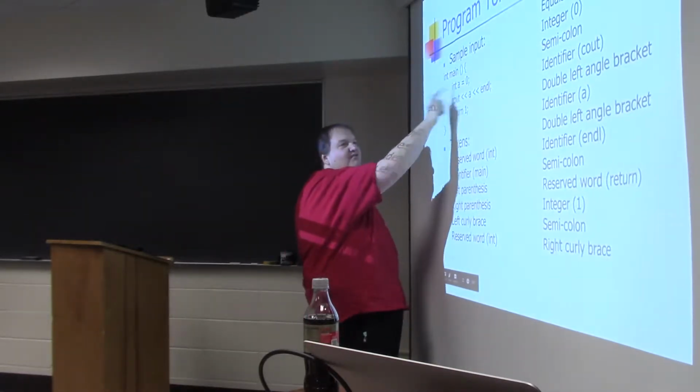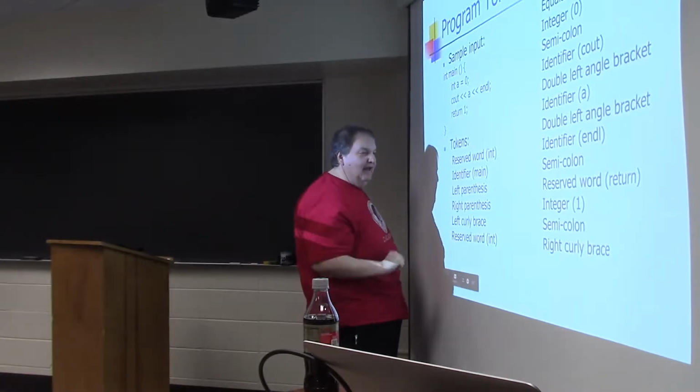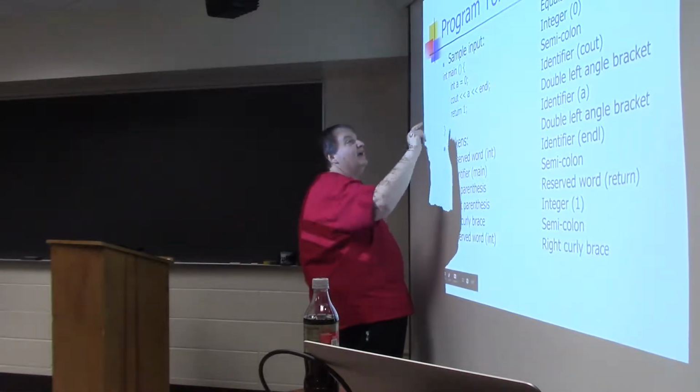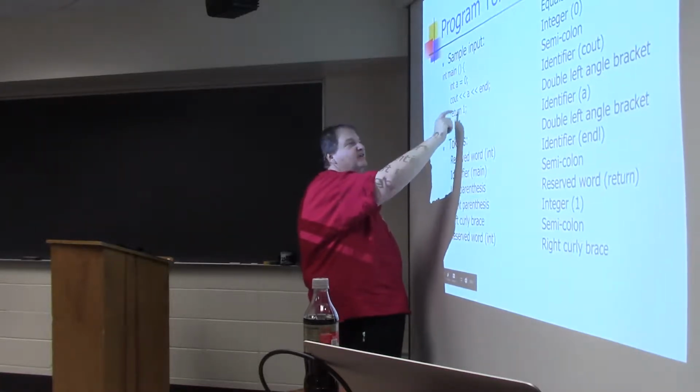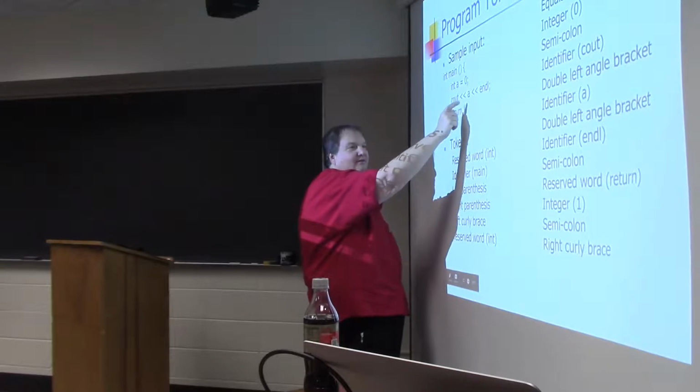Yeah, I missed the A. So there should be an identifier A. I missed that. So identifier A, the equals, the 0, semicolon, identifier C out, double left angle bracket, the A.